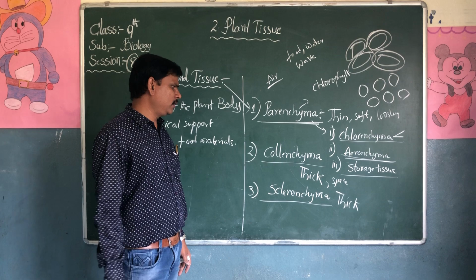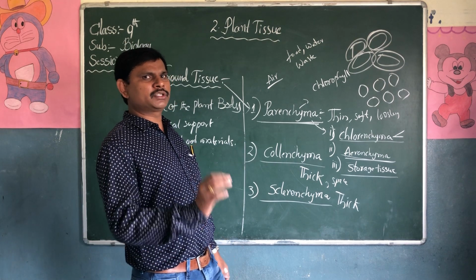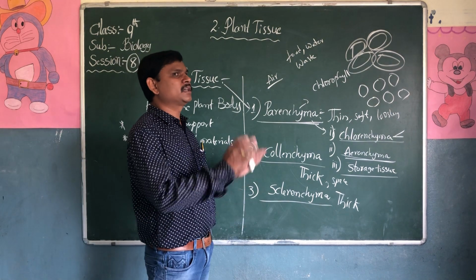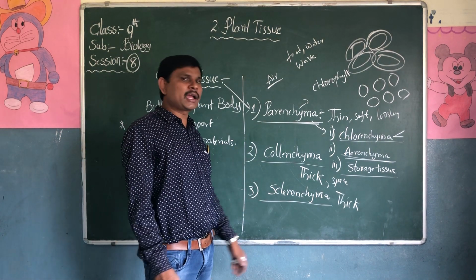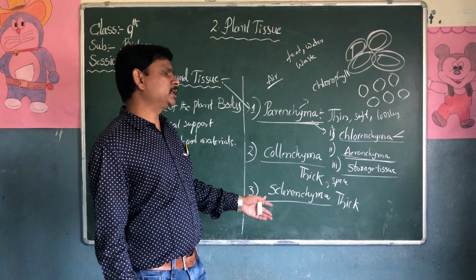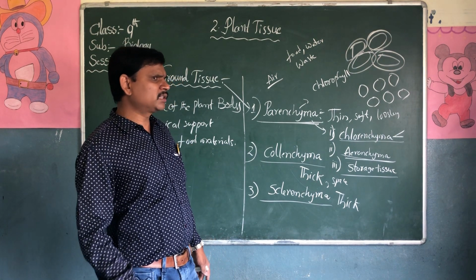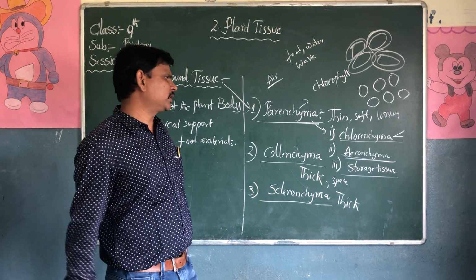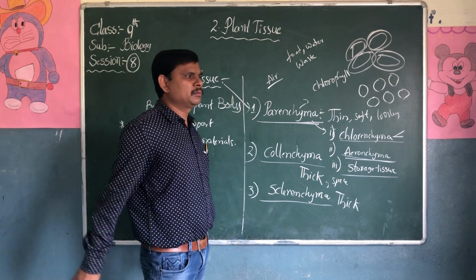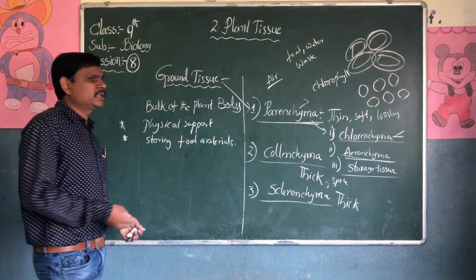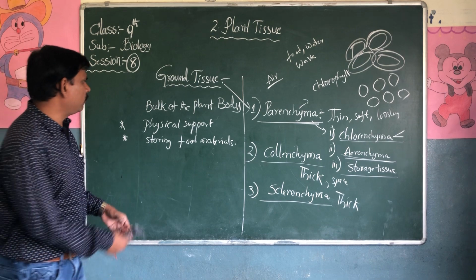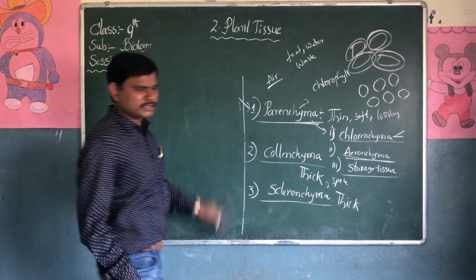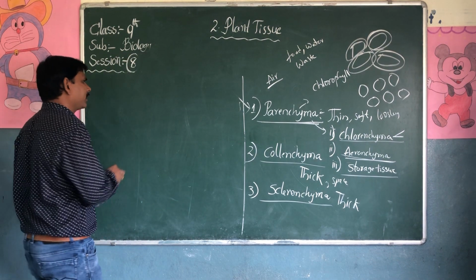Collenchyma has a thick wall. There is a space between one cell and another, and they give physical support to the plants. Sclerenchyma also has a thick wall. Compared to collenchyma, they are thickly arranged. There is no space between one cell and another. They give support to the plants. These are the three different types of ground tissues. And there is one scientist, Nehemiah Grew.